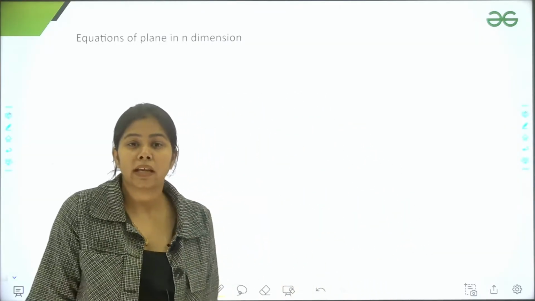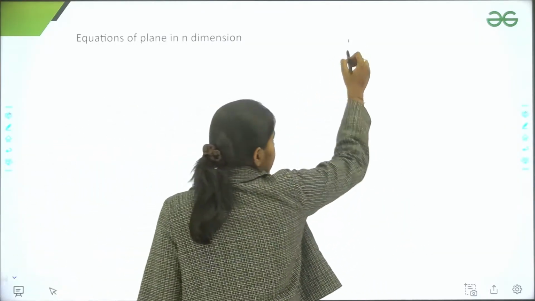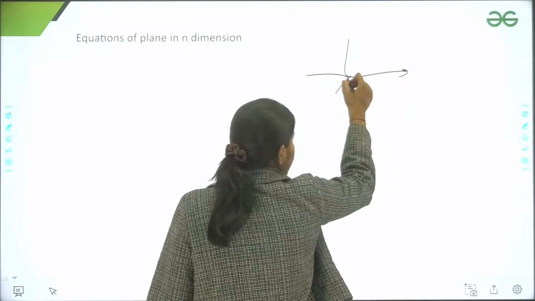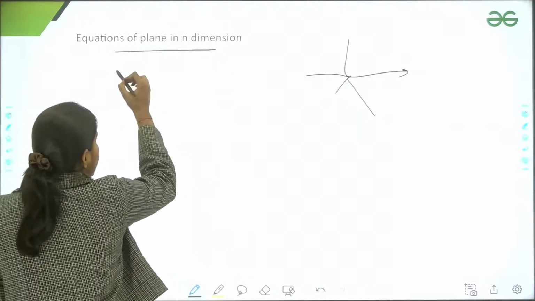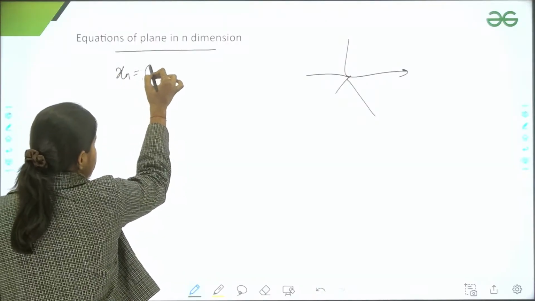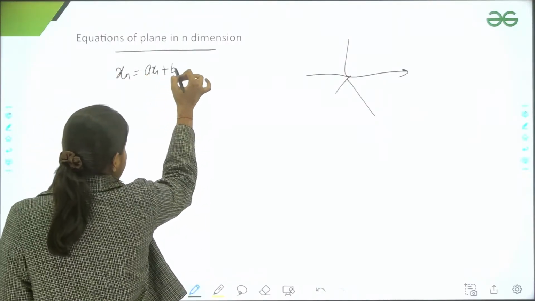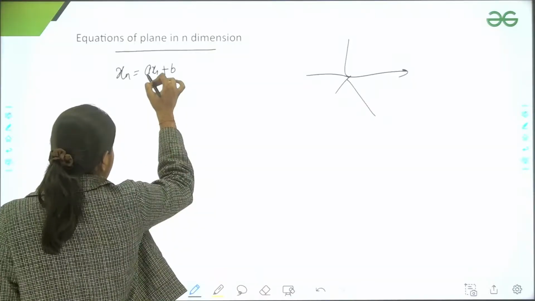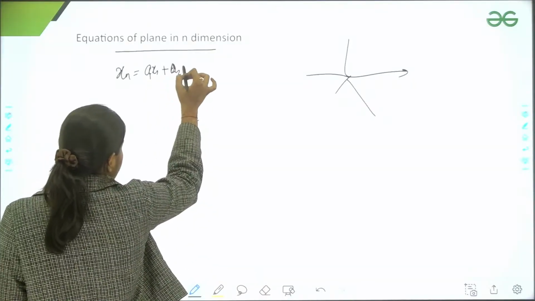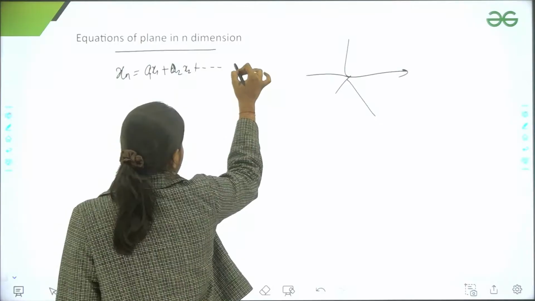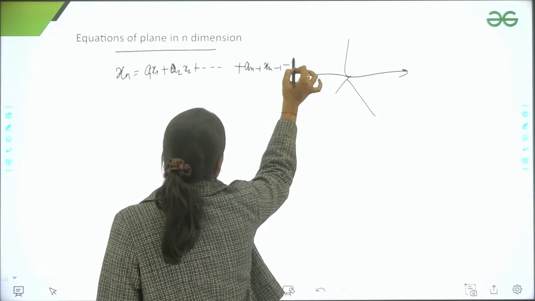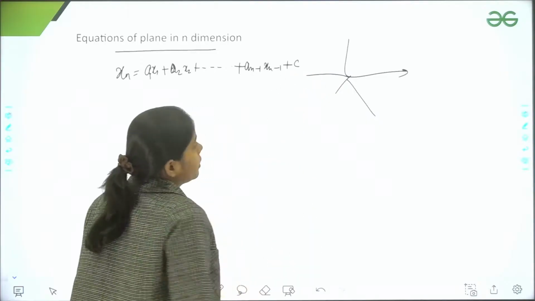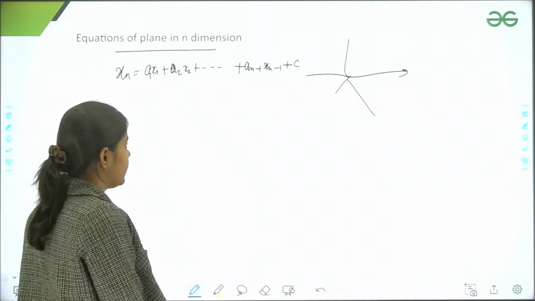Equation of a plane in n dimensions. Let's suppose we have n dimensions here, right? Then how do I write the equation of a plane? So I'll write xn equals a1x1, a2x2 up to an-1 xn-1 plus c, or plus b, anything you can write.